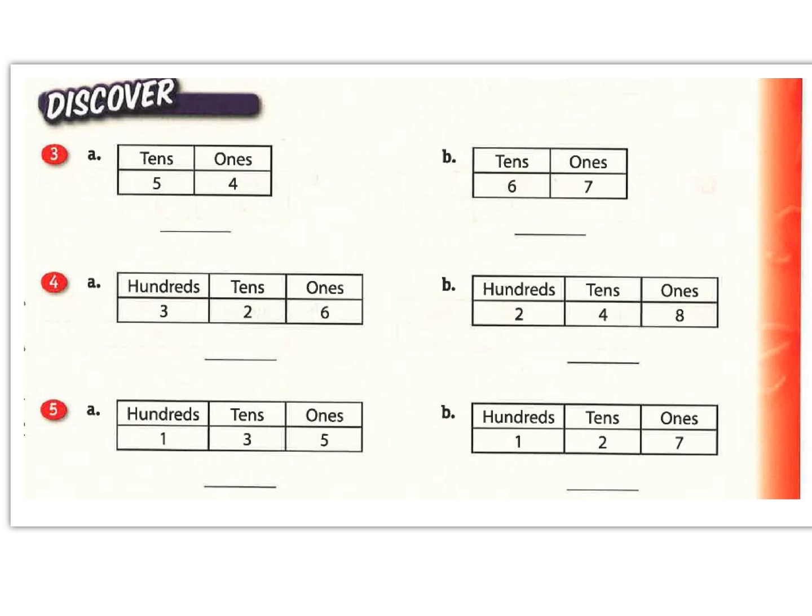All right, so here it's just giving us the number or the place values. So we have 5 10s and 4 1s, that would be 54. 6 10s and 7 1s is 67. Then we go to the hundreds, 3 hundreds, 2 10s, 6 1s, 326. 248 for this one, so 248. And then this one is 135. And the last one is 127.